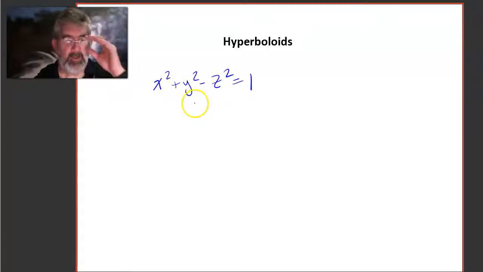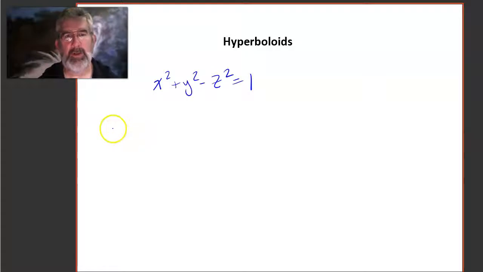Now I want to take a look at what the graph of this looks like. And I want to do it by looking at traces. Now I could have done this with ellipsoids as well, but I didn't, so I'm introducing the notion here. I want to look at traces. And in particular, the three main traces we look at are what happens in the coordinate planes.